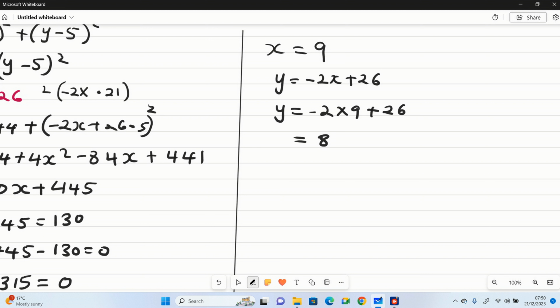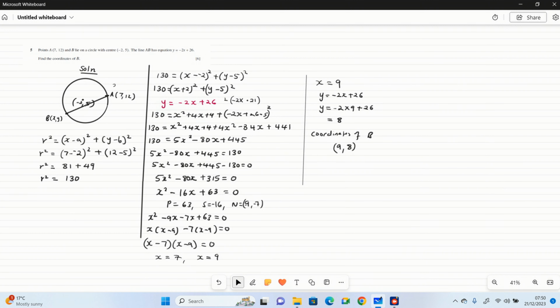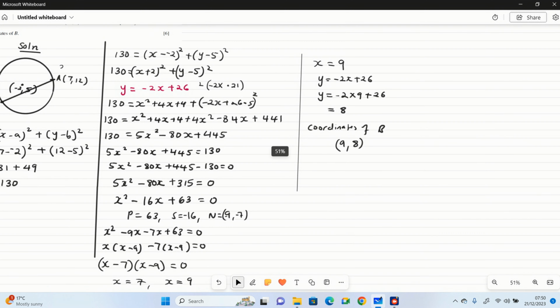So the coordinates of B now would be 9, 8. So that was the solution for question number 5.